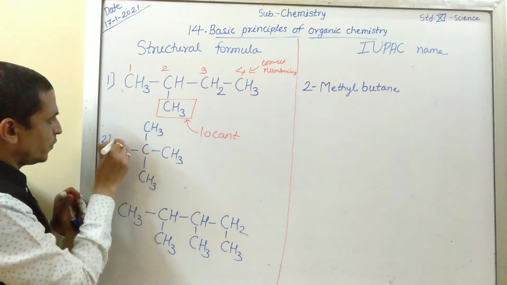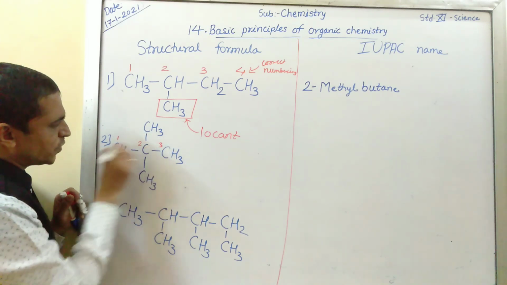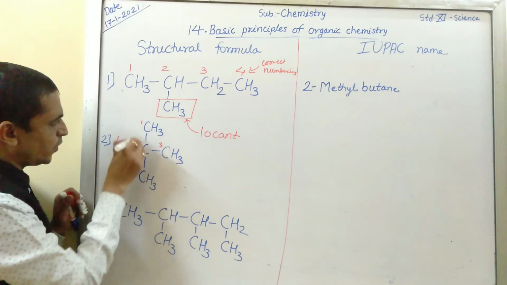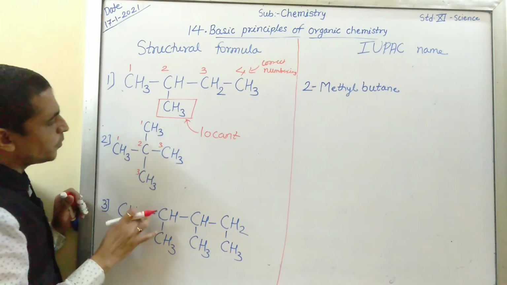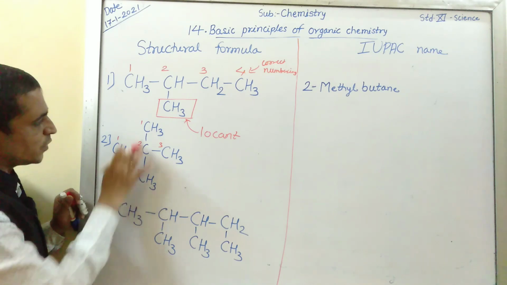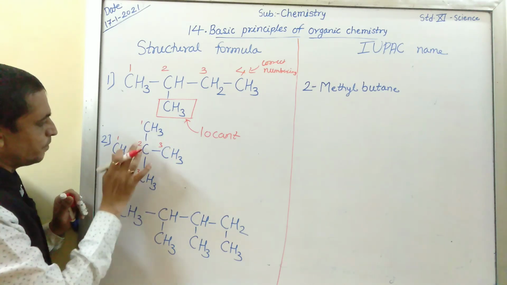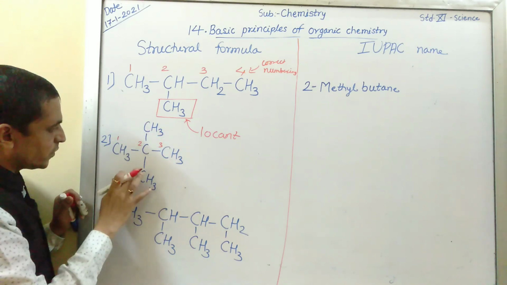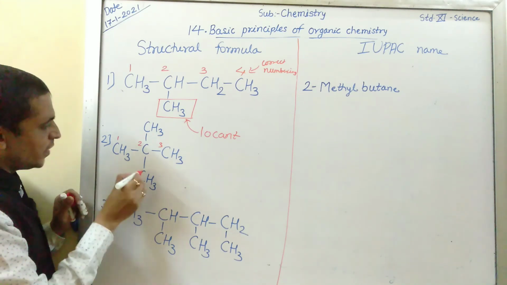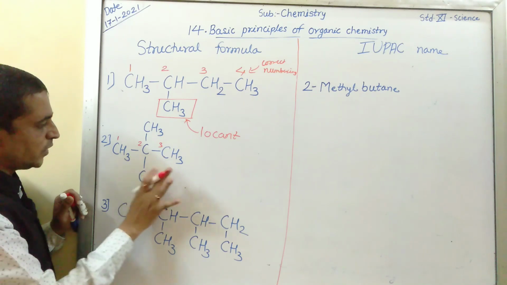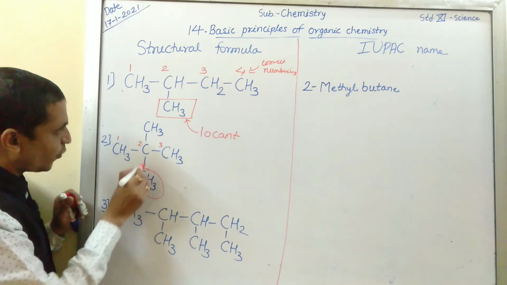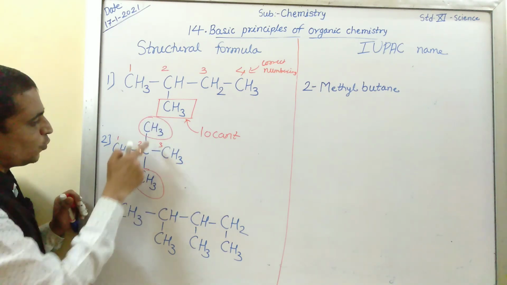Similarly, see the second example. If you count this way, 1, 2, 3, or this way, 1, 2, 3, you can follow any numbering. Both numberings are correct, so we can consider this numbering. The longest chain contains only 3 carbon atoms, which means propane is the parent chain. And see, these are locants.